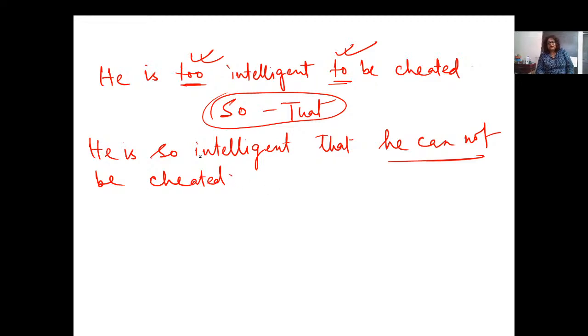तो इस जगह में इंटेलिजेंट, here intelligent is a positive word, but it is used with TW2 because ultimately he cannot be cheated. Ultimately उसको कोई चीट नहीं कर सकता, मतलब that is a negative information. Is it clear or not, guys? Please let me know.